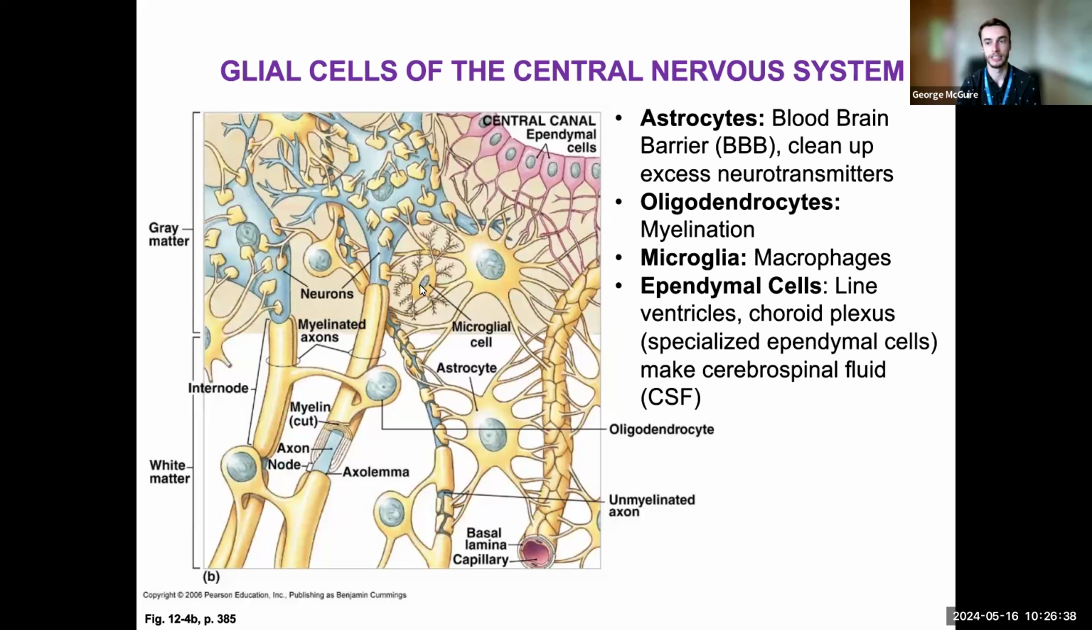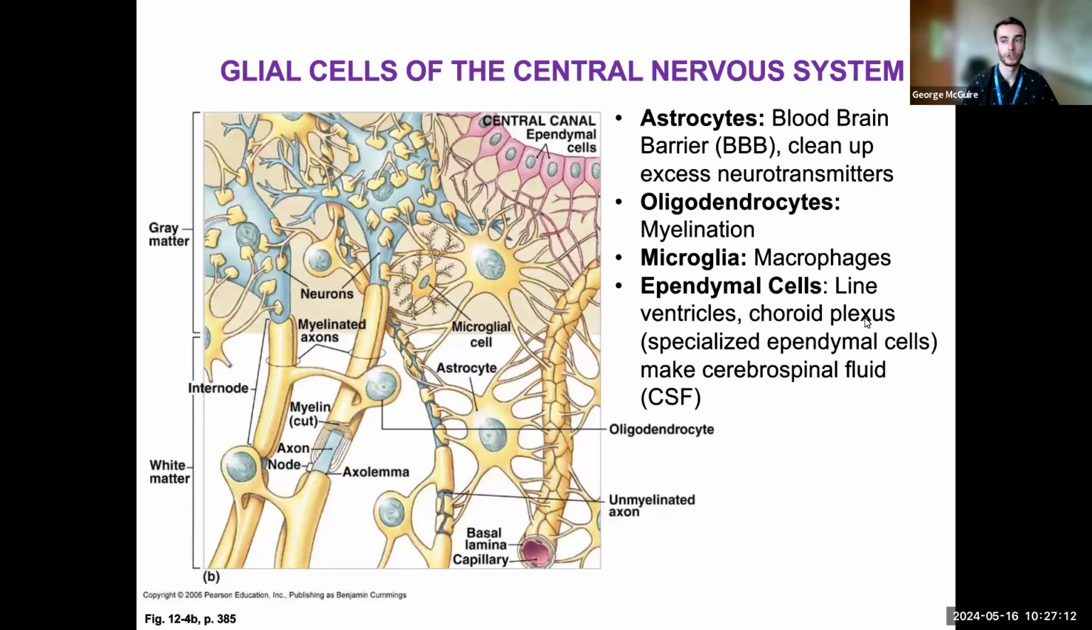Our third glial cell of the central nervous system are microglia. And these are just the macrophages of the central nervous system, your immune system cells. Right? They're there to protect, destroy. And lastly, we have ependymal cells, which are basically going to be lining any of the open cavities in your central nervous system. And they are responsible for producing all of our cerebrospinal fluid. There are a few specific areas where these ependymal cells have been specialized to do just that. Those are called our choroid plexi, or a singular choroid plexus.